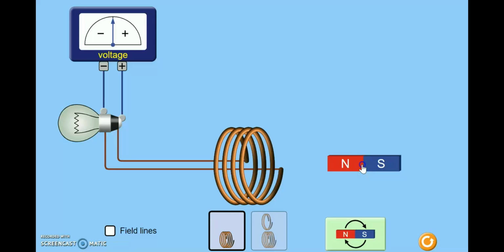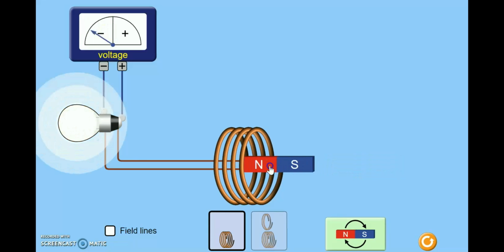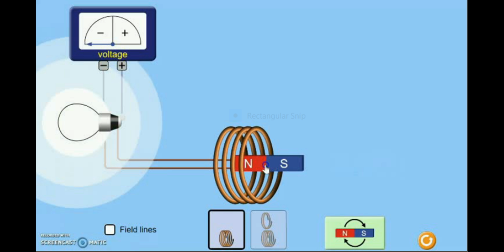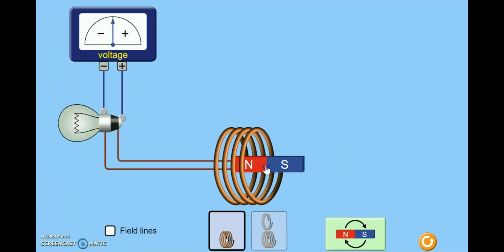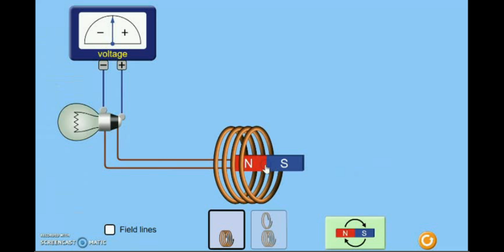When the magnet moves into or out of the solenoid, magnetic flux is cut. Therefore, an induced EMF is produced. However, when the magnet stops moving in the solenoid, there is no movement to cut the magnetic flux. Hence, no induced EMF is produced.